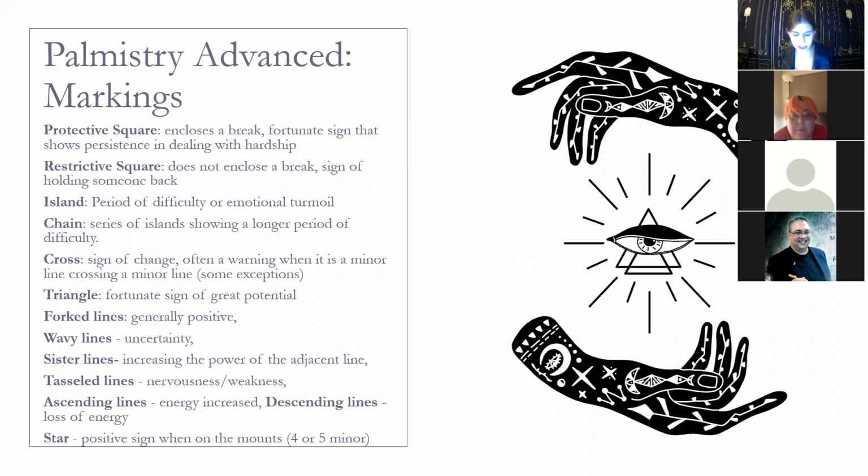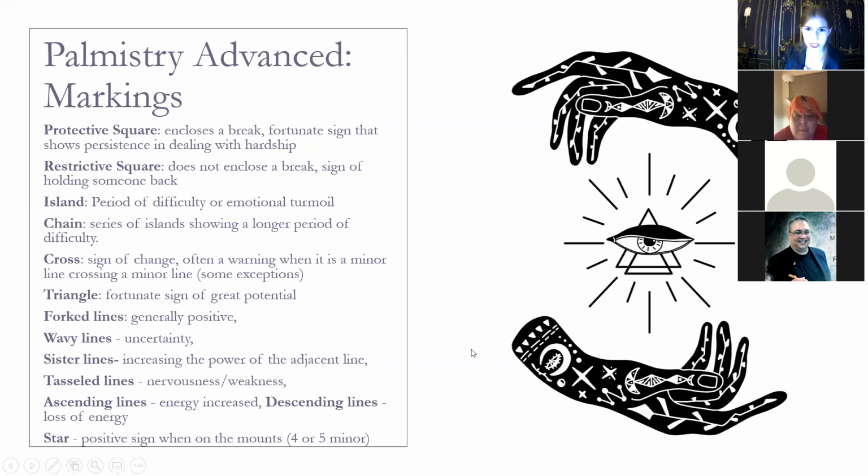Finally, I will go over stars. It's generally a positive sign. Stars look like little stars. They're four or five little lines that make one of those stars that you draw on your pieces of paper, and they're generally positive.